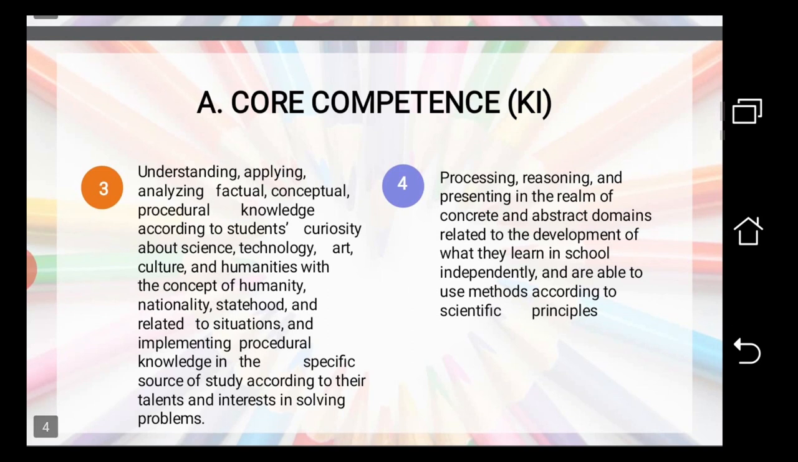Core competence number 3 is understanding, applying, analyzing factual, conceptual, procedural knowledge according to the student's curiosity about science, technology, arts, culture, and humanities with the concepts of humanity, nationality, statehood, and related to the situations, and implementing procedural knowledge in specific fields of study according to their talents and interest in solving problems. Core competence 4 is processing, reasoning, and presenting in the realms of concrete and abstract domains related to the developments of what they learn in school independently and being able to use methods according to scientific principles.